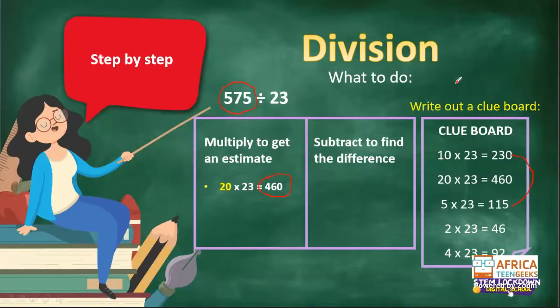I subtract. So I take 575 minus the answer that I just got, that is 460. So I get to 115. And what can you see about 115? Look at your clue board. Great, Sakura. I think you really understand this. And Favor. Well done.